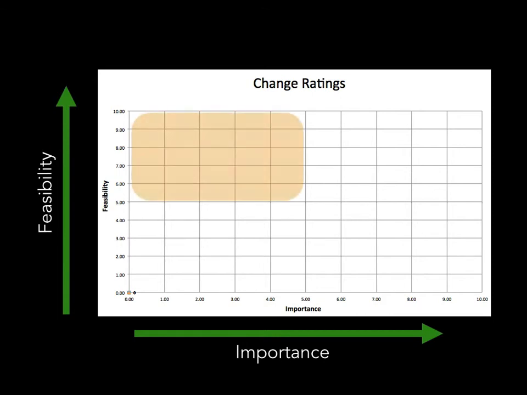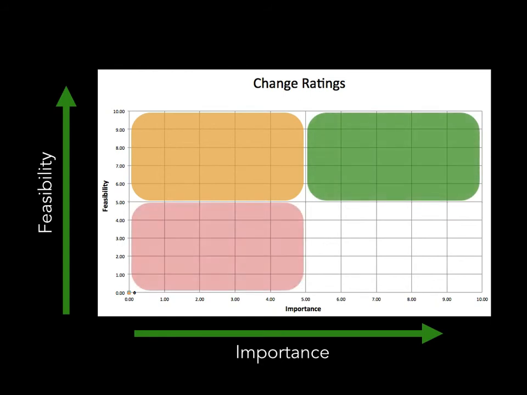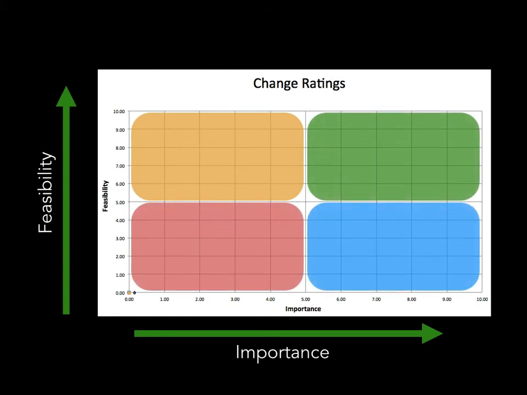Depending on which quadrant the change falls into, you will be able to see the relationship between importance and feasibility. For example, dots appearing in the upper right scored high for both importance and feasibility, while dots appearing in the lower left scored low for both.